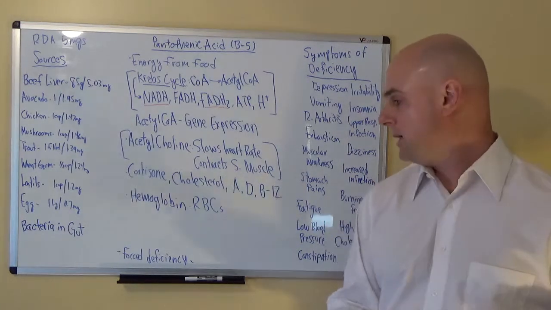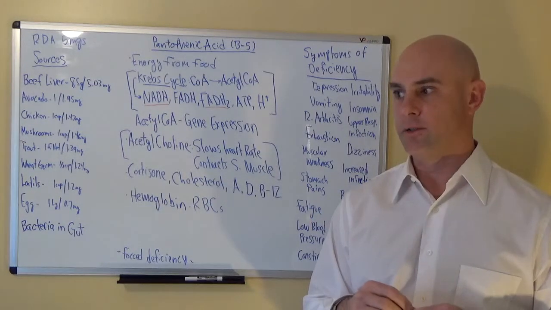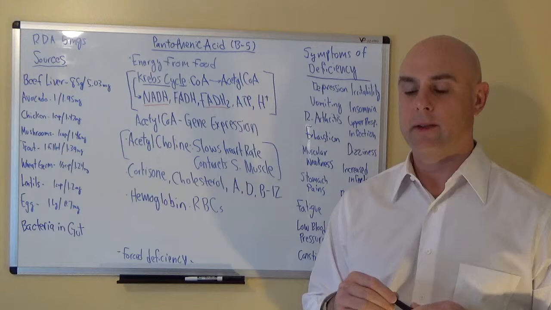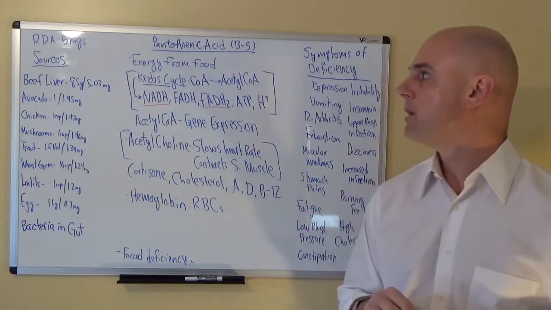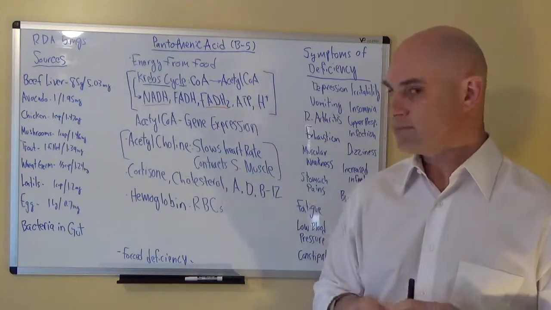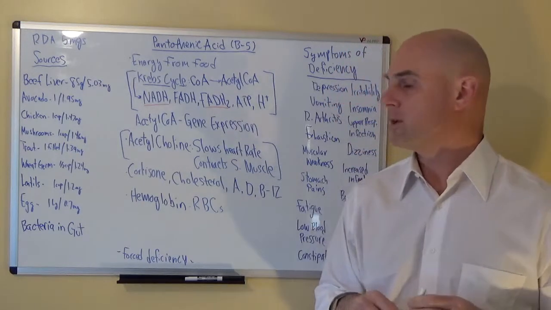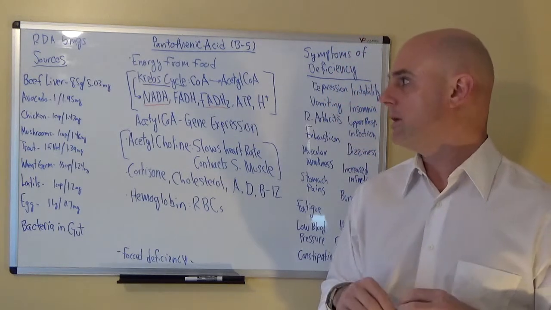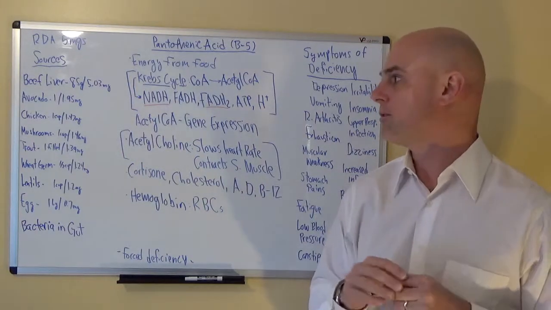Researchers have actually induced a forced deficiency in patients, and when they've done that, they've noticed that their adrenal glands shrink. So the RDA for pantothenic acid is 5 milligrams, and some of the sources include beef liver, 85 grams for 5.03 milligrams of pantothenic acid.